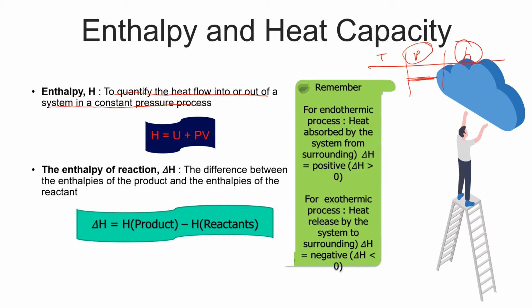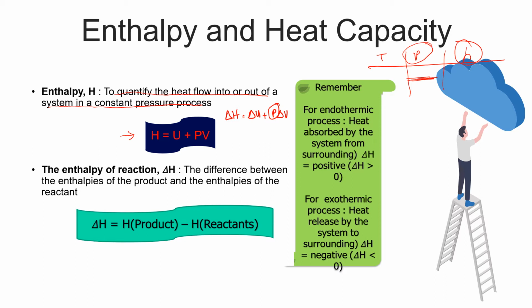That's why, if we revise from chapter 2, we found H is equal to U plus P delta V. P is constant, right? If we have delta H, it becomes delta H equal to delta U plus P delta V, where P is a constant. That's why the definition of enthalpy is the quantity of heat flow into or out of the system in a constant pressure process.